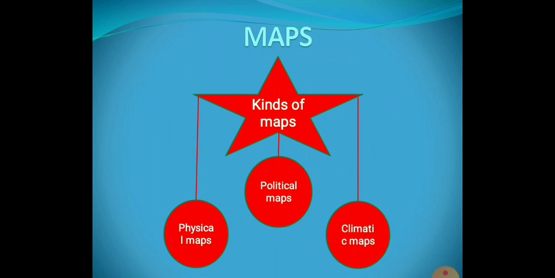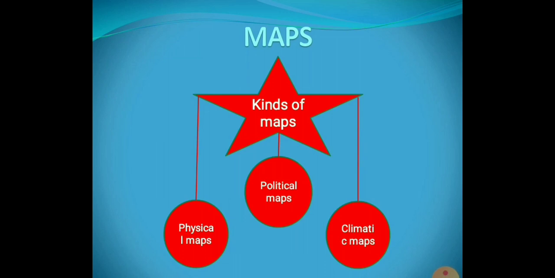Next point, maps. A map is a representation of the earth's surface or a part of it on a flat surface. The word map comes from the Latin word mappa, which means a napkin. Gerardus Mercator, a Flemish map maker, was the first to publish a collection of maps in the form of a book. This is called an atlas.